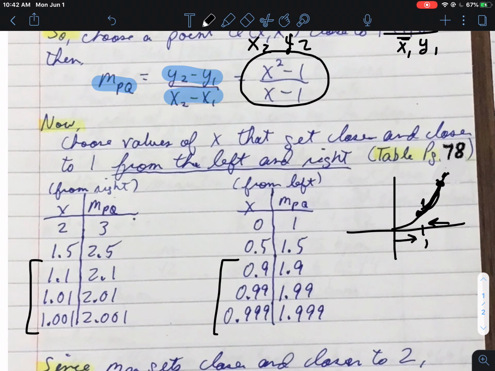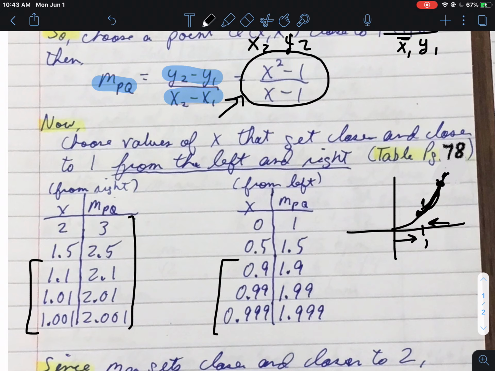So those are typical choices, you know. When we say pick values that are close to our number, we mean really close. And then all we're doing is taking those x values and plugging them into our slope formula. So that's where those M sub PQ values come from. That's where these y values come from. If I plug in 2, I get 3. Plug in 1.2, I get 2.5, etc.